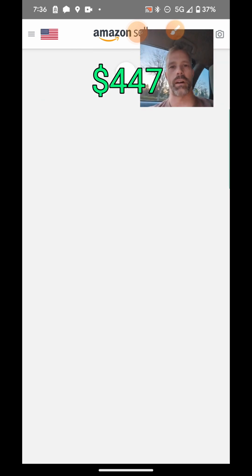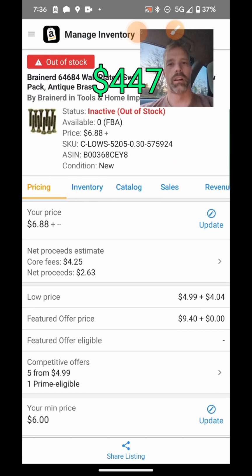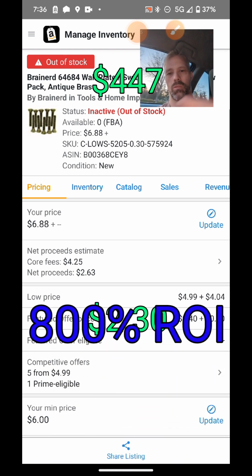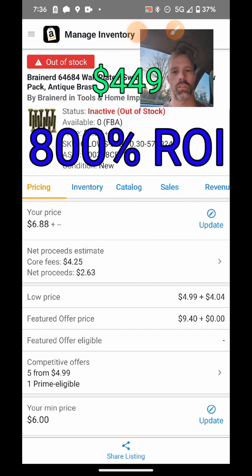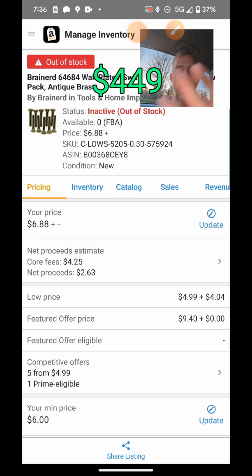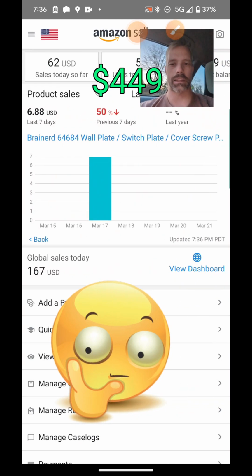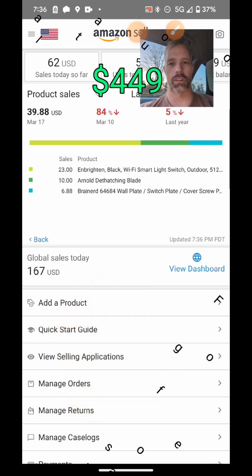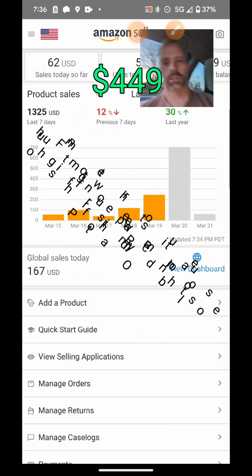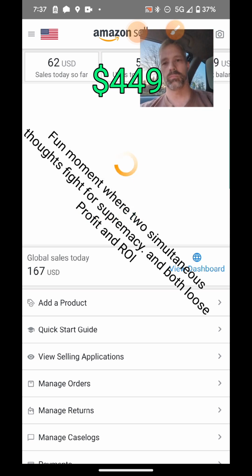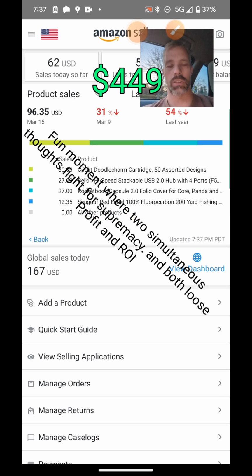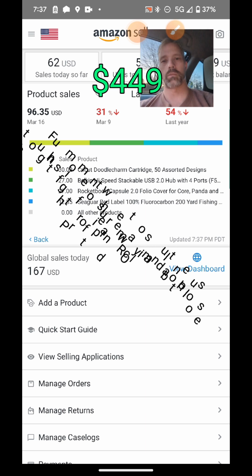Brand new wall plates. I've been getting a lot of luck with these wall plates actually. So I paid 30 cents for this. My proceeds are $2.60, $2.63. Divide that by 30 cents, and that's how much profit I made on that. So I made quite a bit of my money back on that one, even if it's not in the tens, hundreds, or thousands of dollars. All right, so basically the ROI is really high right now.